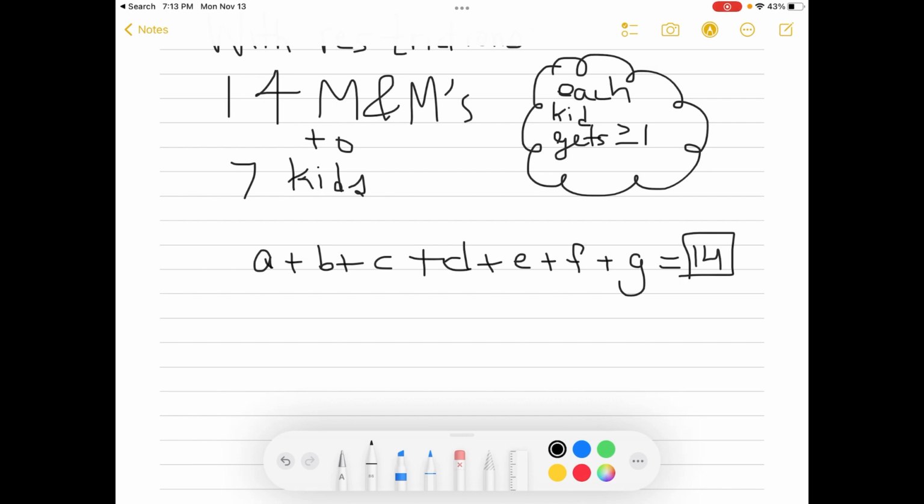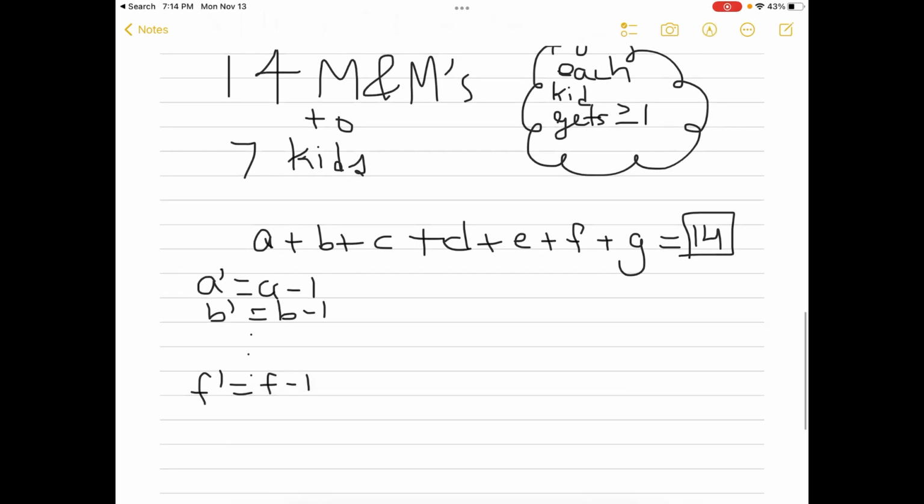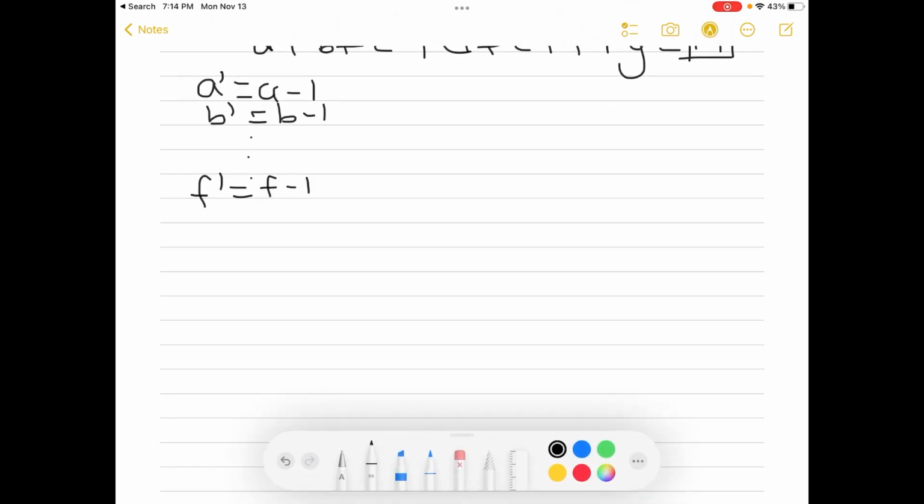So we can make the substitution. I'm going to say A prime is equal to A minus 1, B prime is equal to B minus 1, and so on to F prime is equal to F minus 1. And now we would have the stars and bars equation: A prime plus B prime plus C prime plus D prime plus E prime plus F prime is equal to 7, which is 14 minus 7.